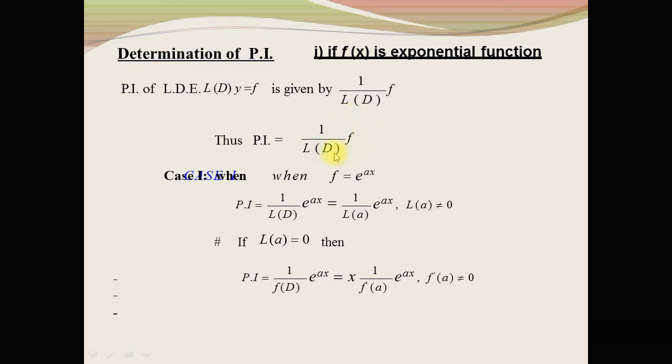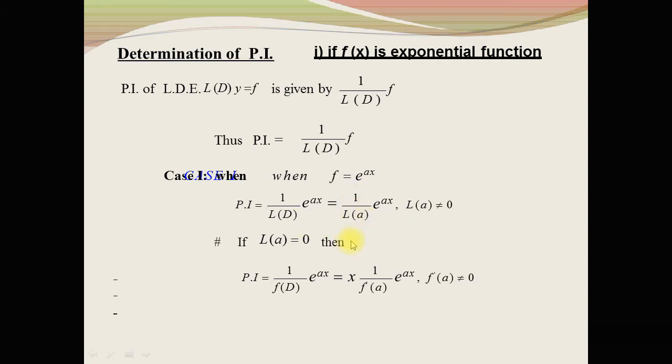Now if this function takes the form e^(ax), this is the first case, then the particular solution will be 1 over L(D) times e^(ax). Replacing D by this coefficient a, we obtain the particular solution 1 over L(a) times e^(ax), where L(a) does not equal 0. But when we replace D by a and the result is 0, then 1 over 0 is undefined.